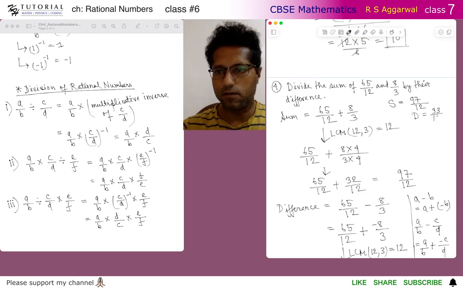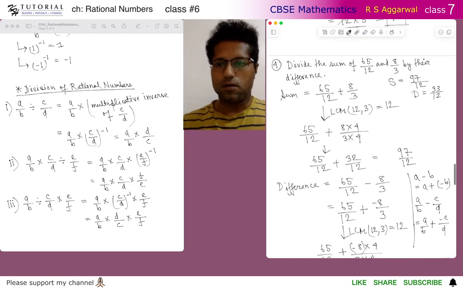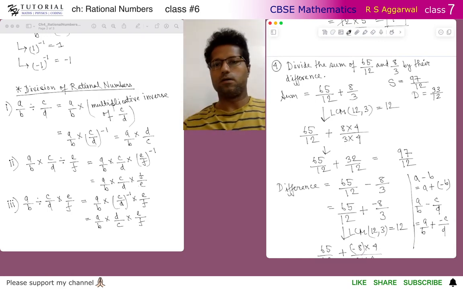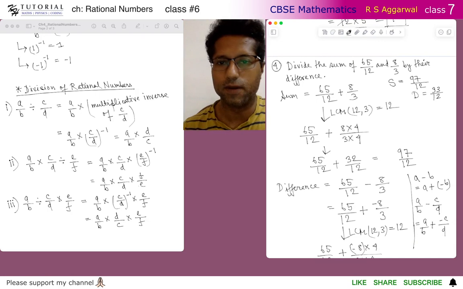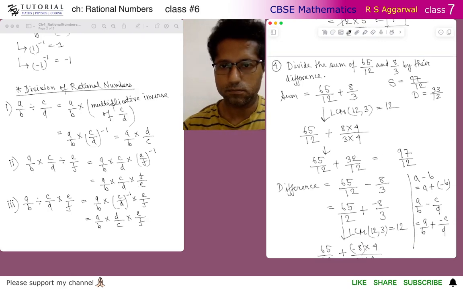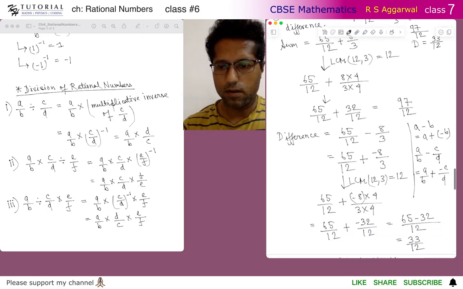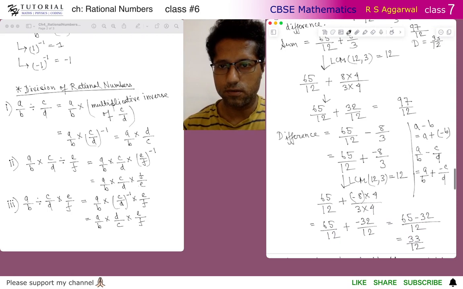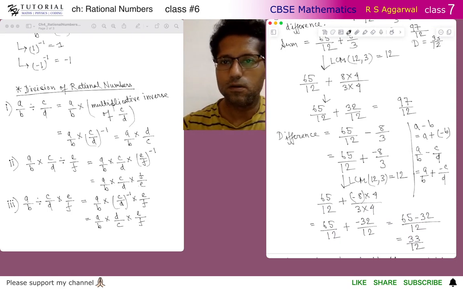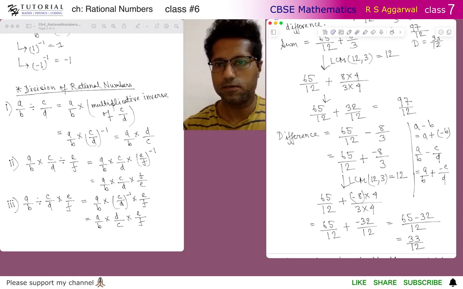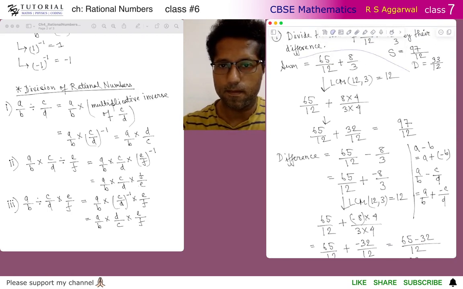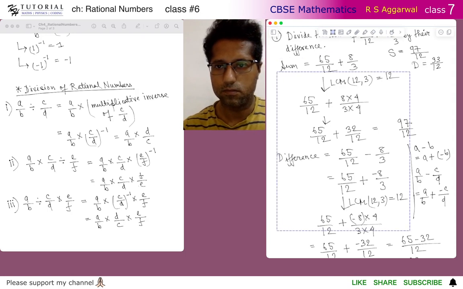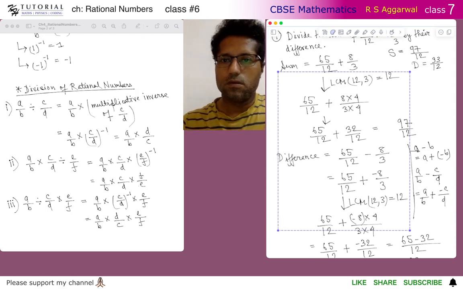33 by 12. Now we have to divide the sum by the difference. So we have to now find S divided by D, and please take a screenshot. Now I will rub to clear some space. Oh no.